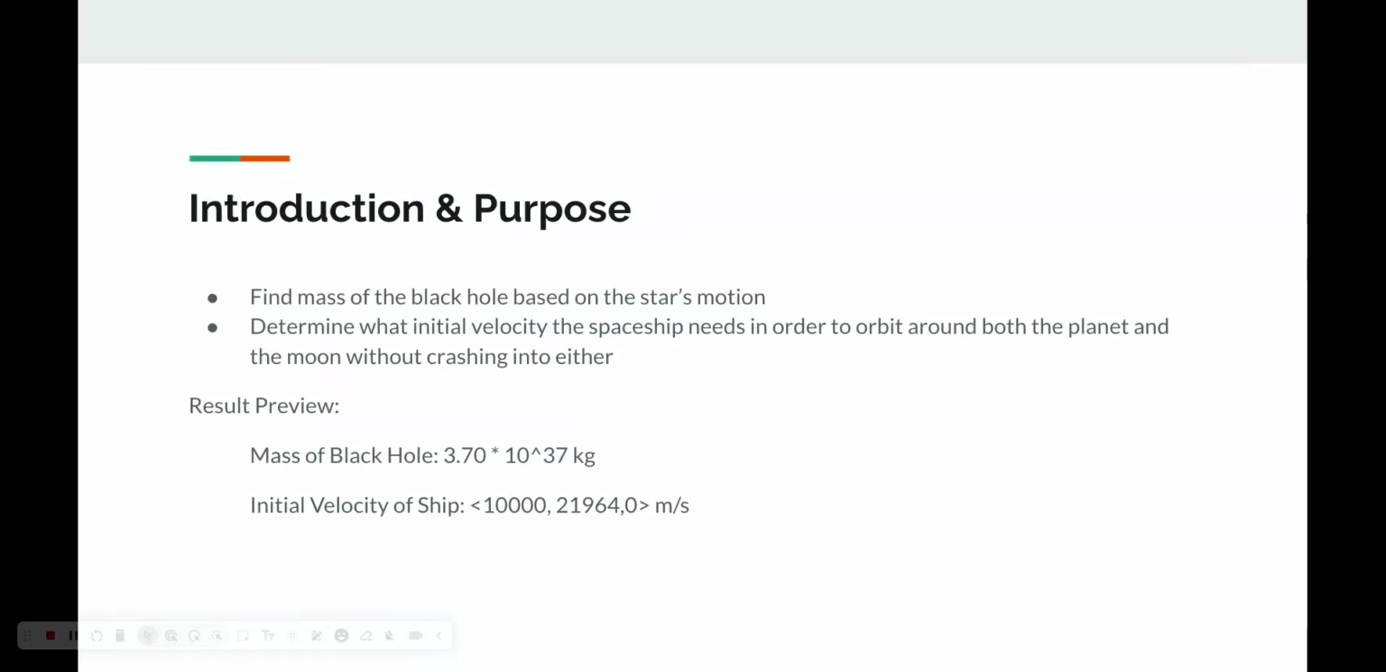In this experiment, there were two parts. Part 1's goal was to find the mass of a black hole based on a given star's motion, and part 2 was to determine what initial velocity the spaceship needs in order to orbit both a planet and a moon without crashing into each other.